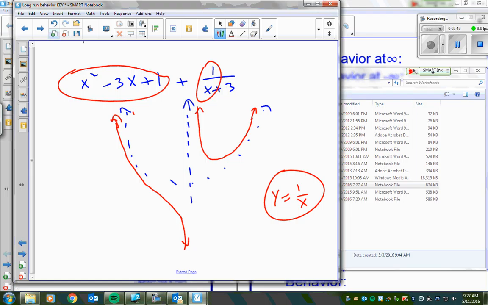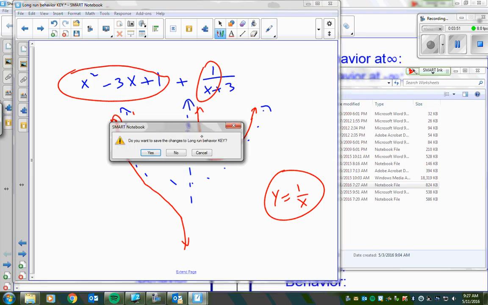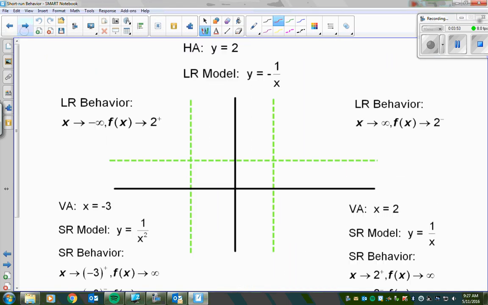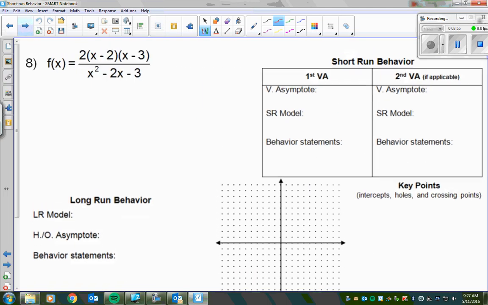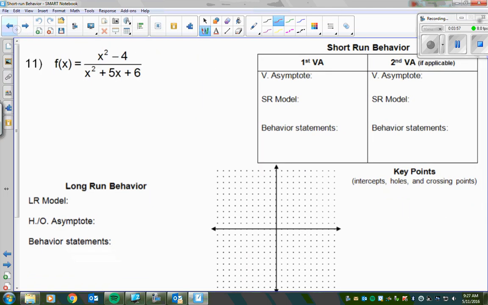Okay? All right. Look at the short run. Number 11, the A4 part. I'm going to do 2 problems.